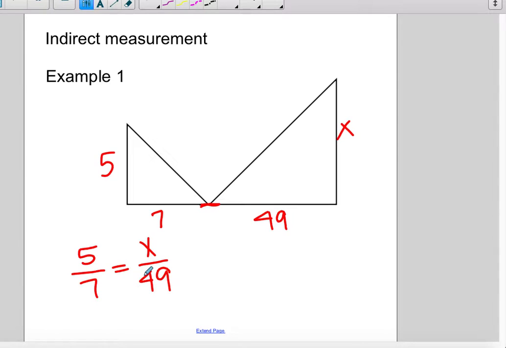And so 5 times 49 equals 7 times x. So 5 times 49 is 245 equals 7x. And then to solve, we would, of course, divide by 7. And we could see then that the height of that building would be 35 feet tall.